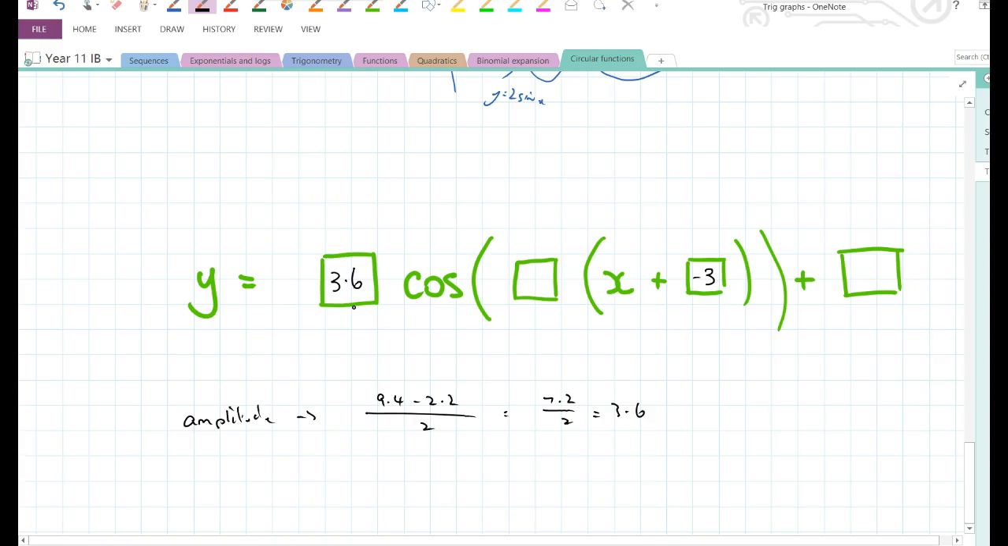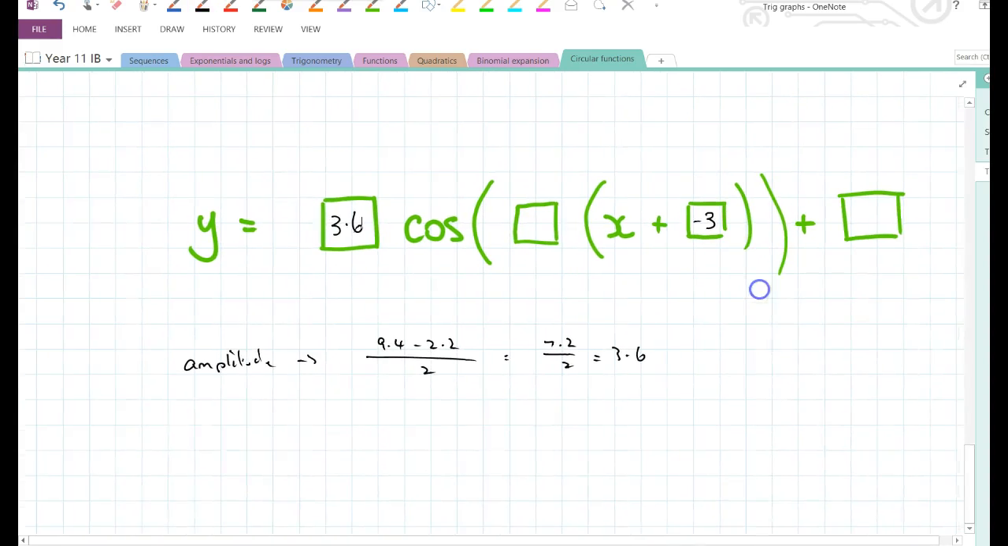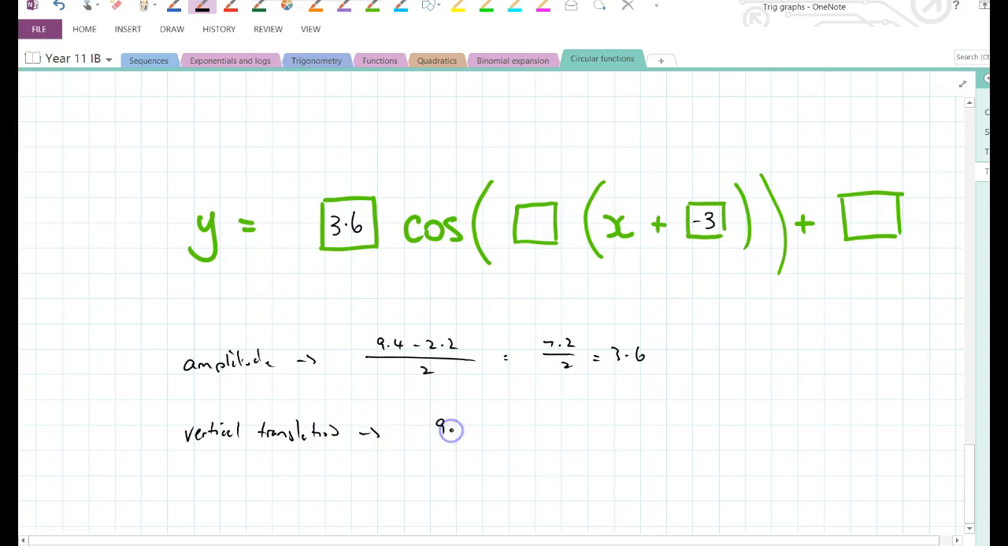Next thing we can figure out is the vertical translation, and the vertical translation is going to be the maximum value minus the amplitude. That amplitude slots in there, and the maximum value slots in there, so that we get 5.8. So that goes into that position there.